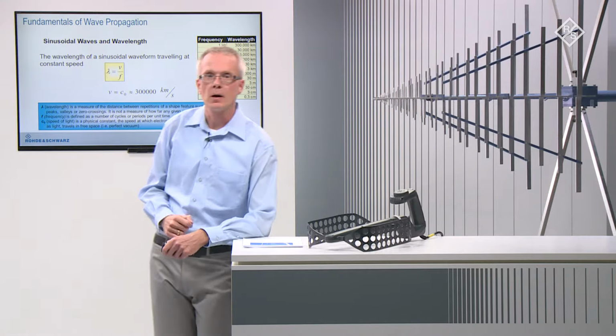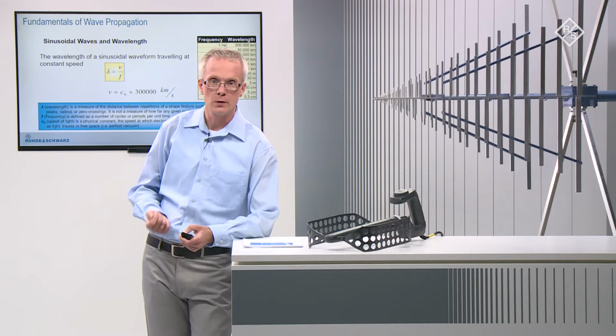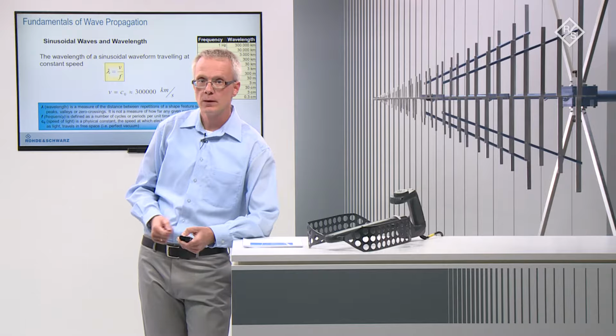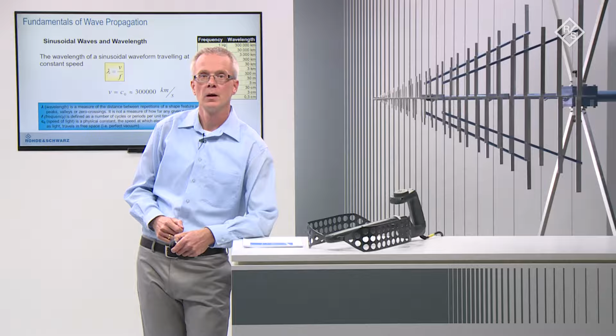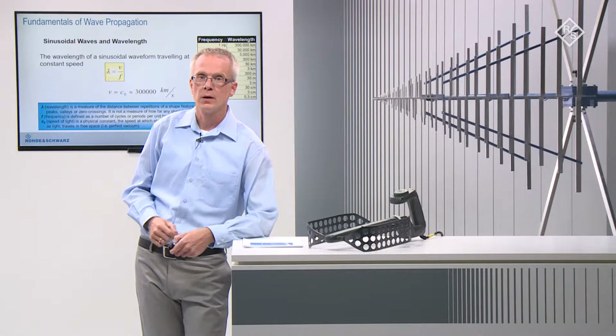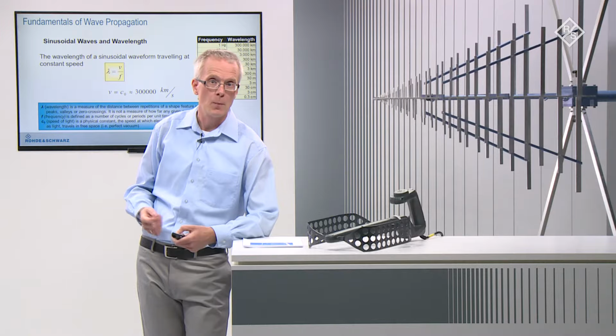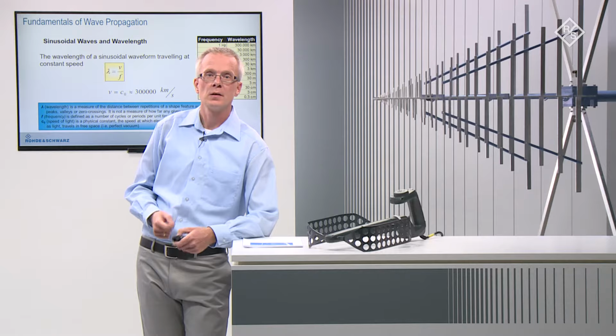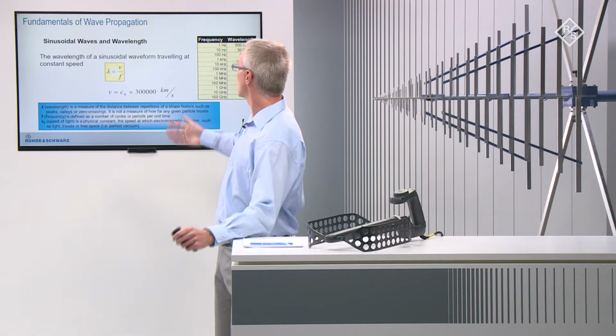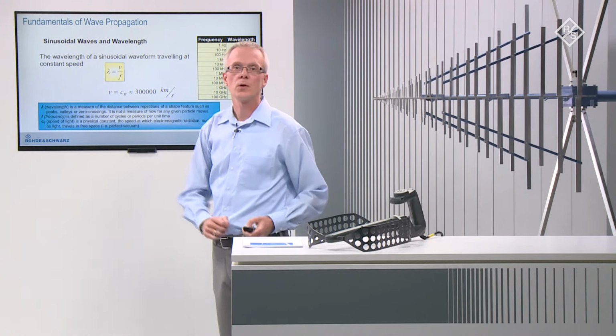In linear media, any wave pattern can be described in terms of independent propagation of sinusoidal components. Such a wave pattern travels at a constant speed. In free space, for example in the perfect vacuum, this speed equals the speed of light, c sub 0, which equals approximately 300,000 kilometers per second.